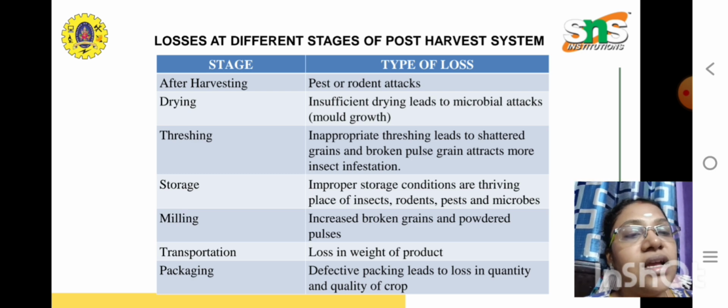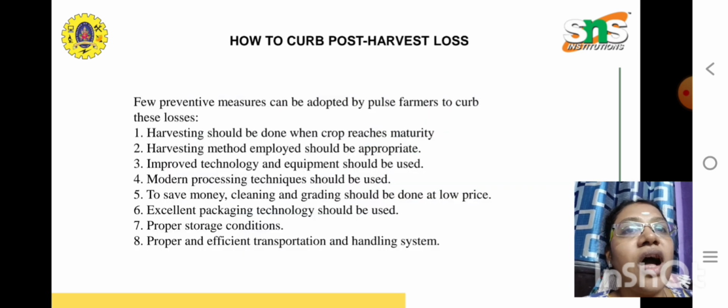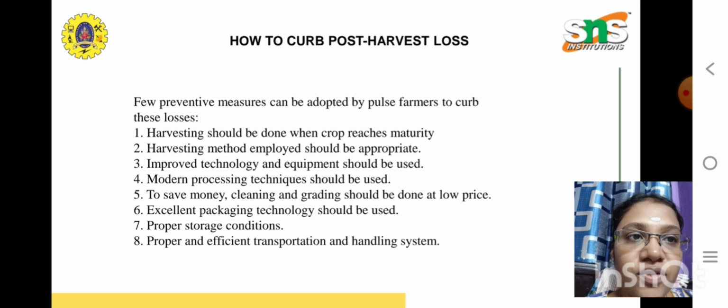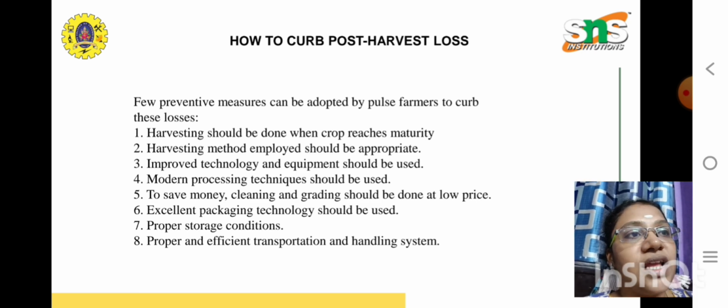And packaging, if proper packaging material is not used, then defects will lead to loss in the quantity and the quality of the crop. So how can we overcome these losses? First, we have to make sure that harvesting is done when the crop reaches maturity, and a proper harvesting method is applied. Improved technology and equipment should be used. Modern processing techniques should also be adopted, and also proper storage conditions and packaging technology, and a proper transportation and handling system.